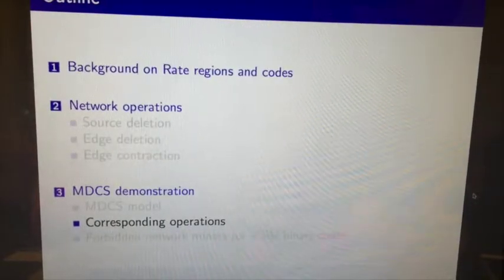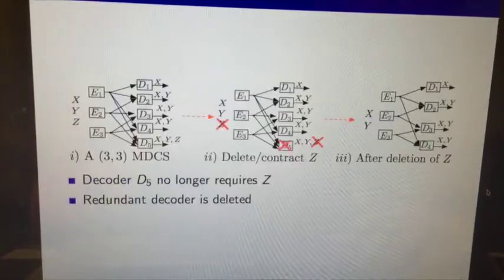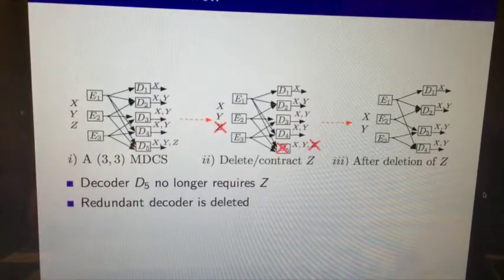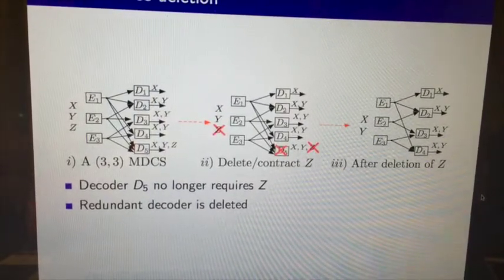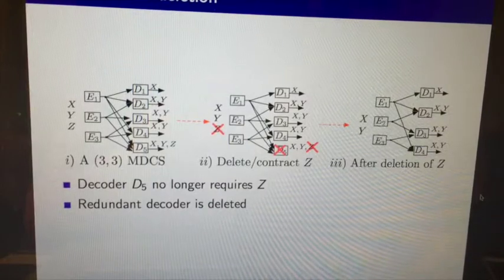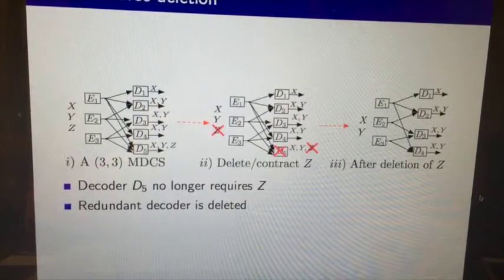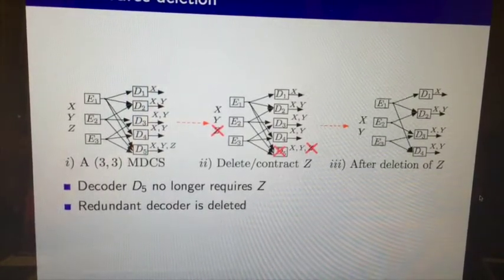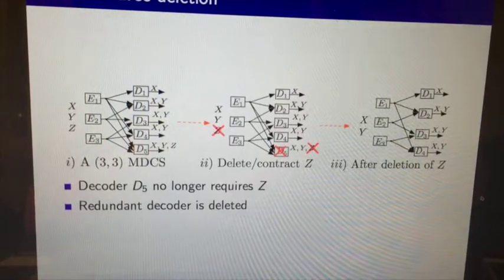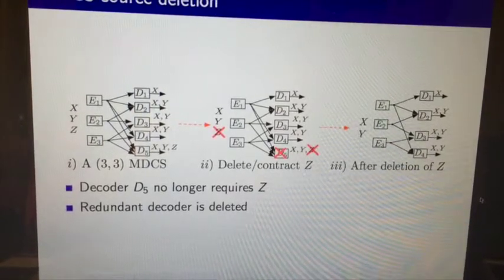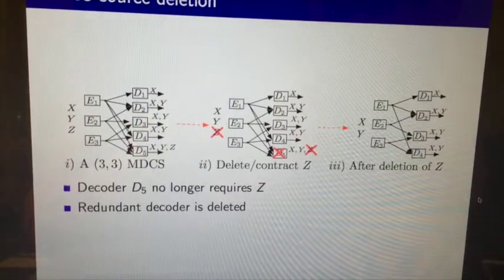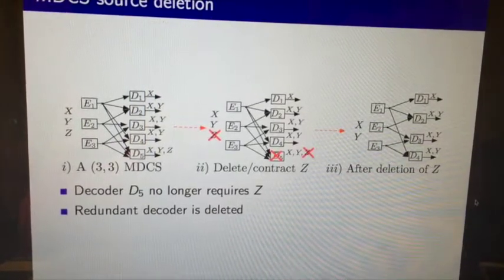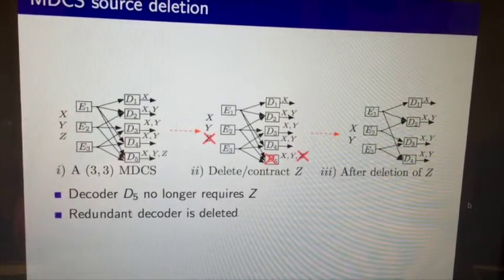MDCS instances are usually represented as KE pairs, and these are the corresponding operations in MDCS. The first one is source deletion. Here, if source Z is deleted, the decoder D5, which requires Z, will not demand Z after the deletion. Here, D2 and D5 will be the same after the deletion, so one of them can be deleted.